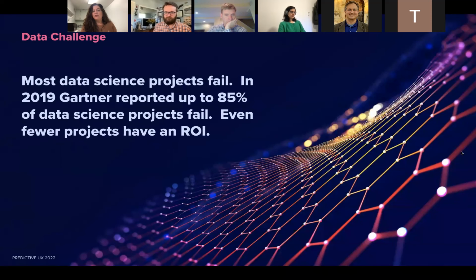The data challenge that everyone is focused on these days is around how data science projects fail. And in 2019, Gartner reported this staggering statistic, right? 85% is a huge number of data project failures. And even fewer of the projects that do succeed have a return on investment or are doing their job to increase efficiency and productivity and protect revenue. So that's the challenge that we're focused on as we go about this conversation today.